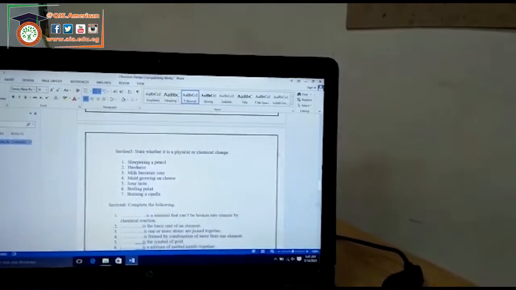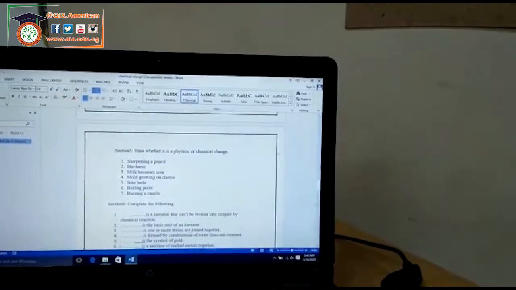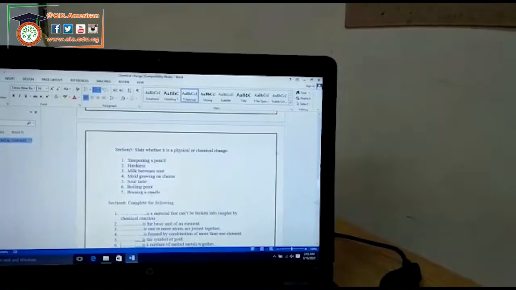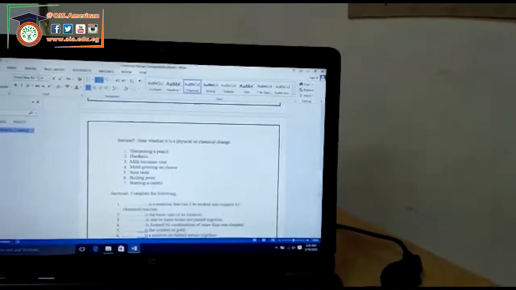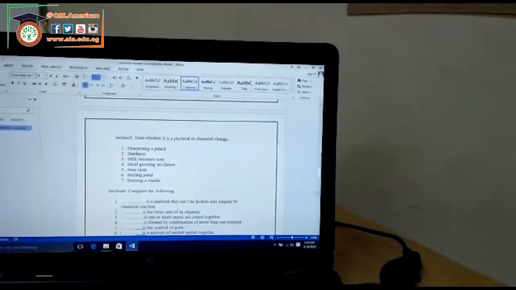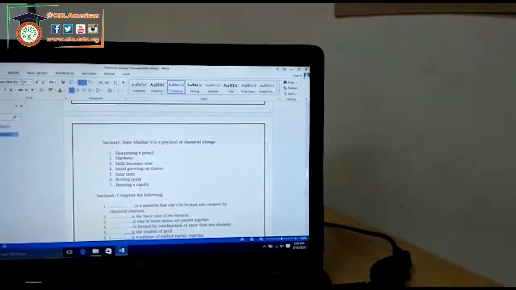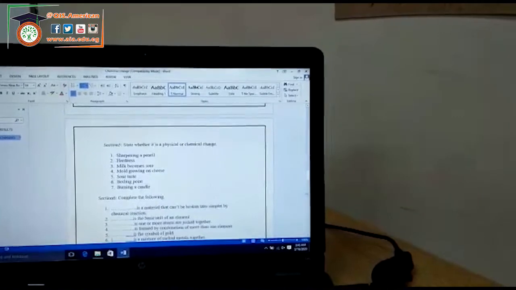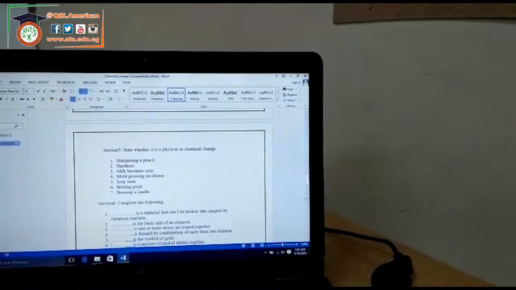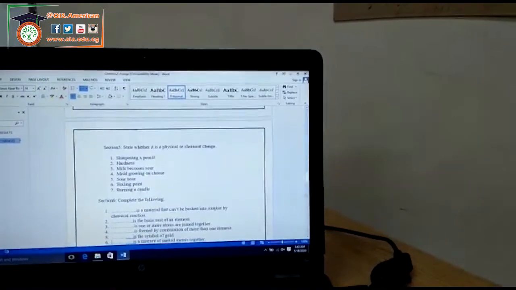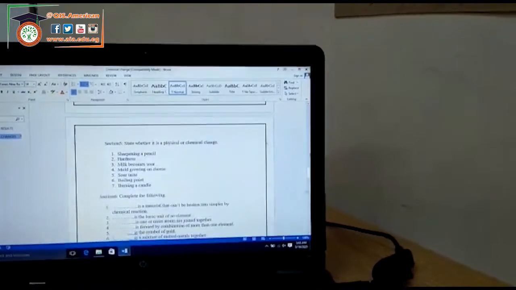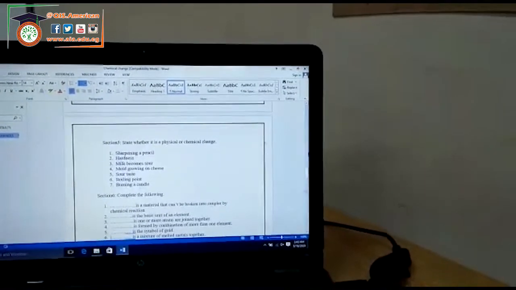Number 2, hardness. When we have something rough or smooth, does it change the material? No, so it's a physical change. Number 3, milk becomes sour. When we put the milk out of the fridge, as we said before, it changes its odor and taste. So it is a chemical change. So number 3 is a chemical change.